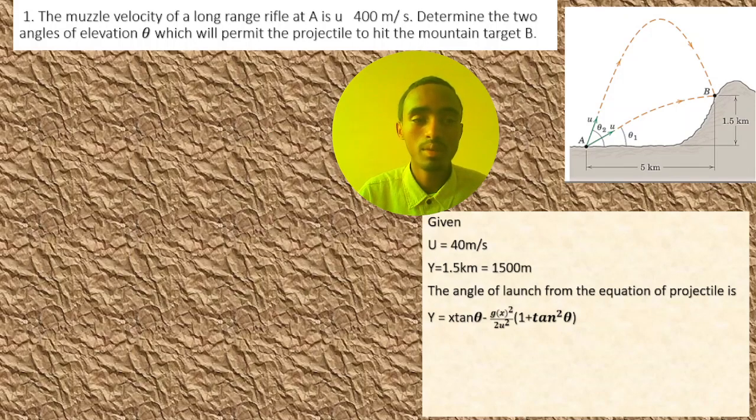So it is a very simple problem. It is a matter of substitution. We can substitute the values into this equation, and finally we can use the quadratic formula, solve it, and get the angle theta. So it is a very easy equation.